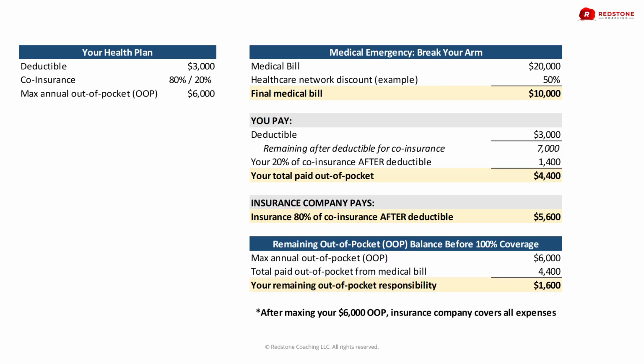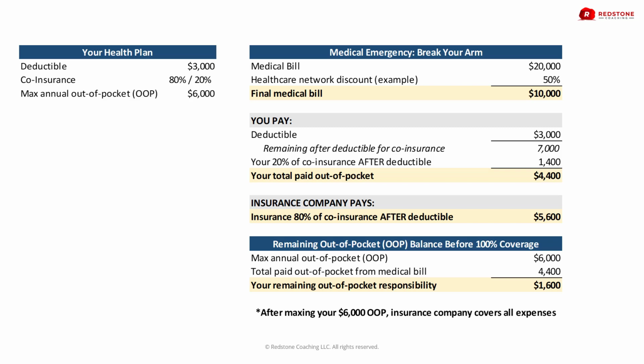Now, what does that mean going forward? Well, you have a remaining balance within your maximum out of pocket. You still have some money to pay for the rest of the year before your insurance company will pay for everything else. So you know that your max annual out of pocket is $6,000. Well, for this broken arm, you paid out of your pocket $4,400. So that means that if anything else happens for the rest of the year, you will still need to pay $1,600 before your insurance company will fully cover everything else.